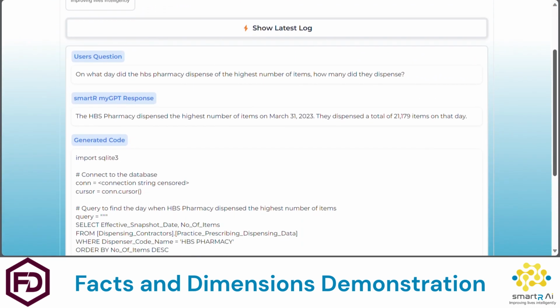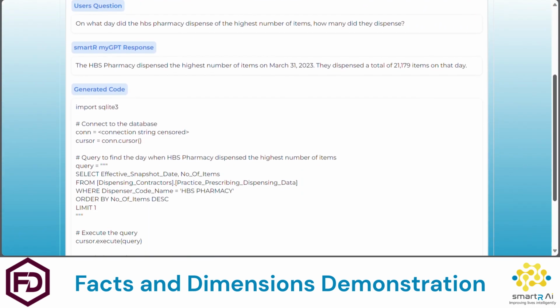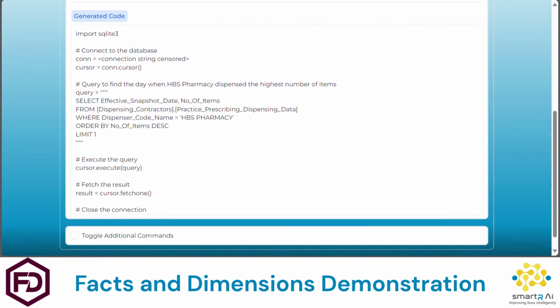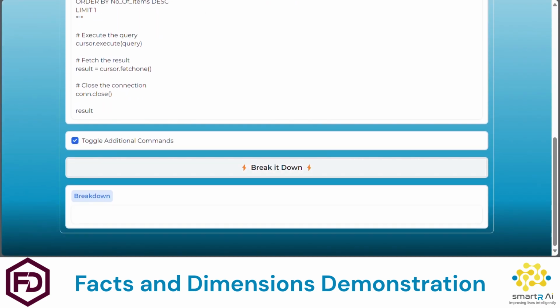First, what was the question we asked? Second, what was the answer MyGPT provided? And finally, how did MyGPT come up with the answer? In this case, MyGPT constructed a SQL query to pull the information about the question that we had asked.